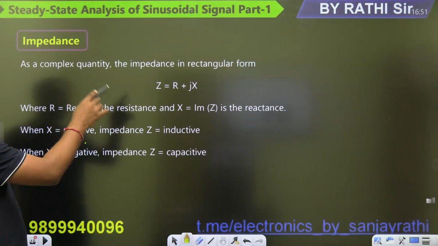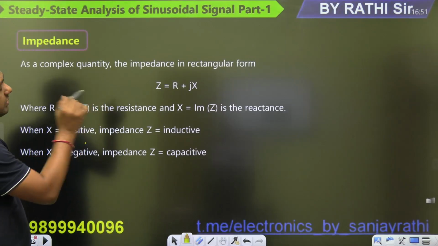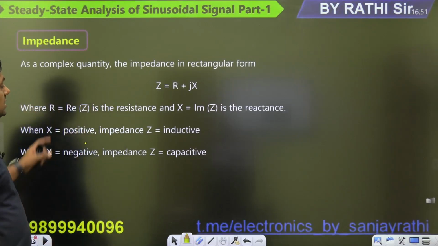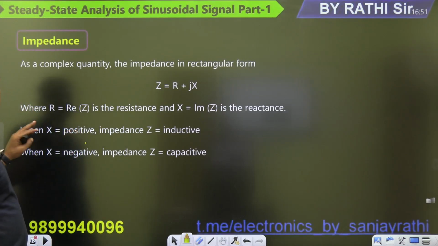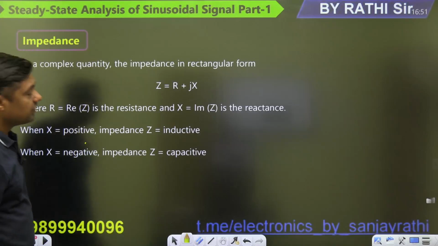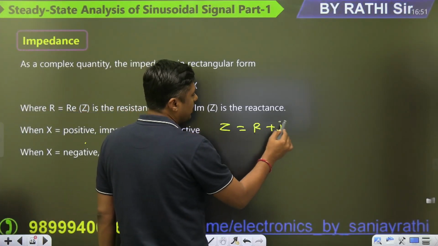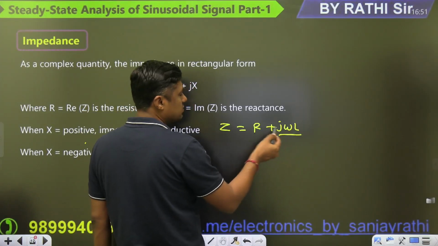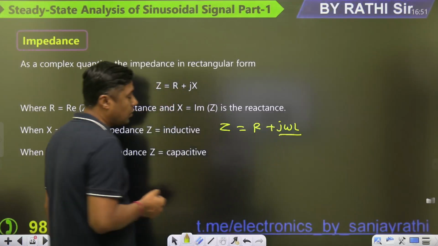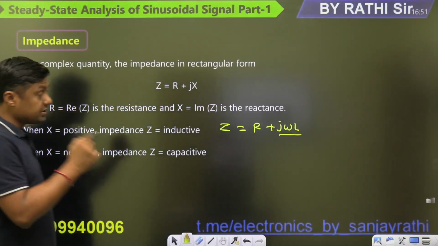As a complex quantity, the impedance in rectangular form is given as R plus jX. R is the resistance, and if X is positive, impedance is inductive. Inductive means R plus j omega L, it is an inductor, and that's why the imaginary part is positive. If the load is capacitive, then what will it become?